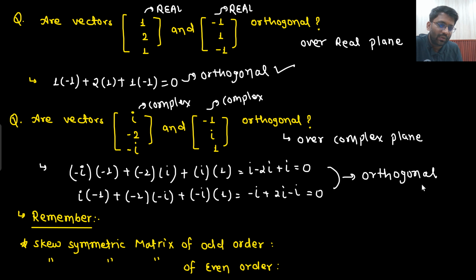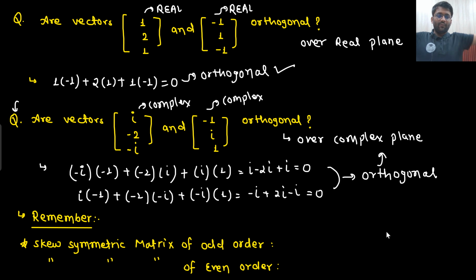That means yes, they are also orthogonal, but they are orthogonal over the complex plane. There is a very rare chance that this will be asked in the examination, but who knows, it can be asked. So when I say orthogonal over real plane, this is what I mean. Orthogonal over complex plane, this is what I mean. Understandable?